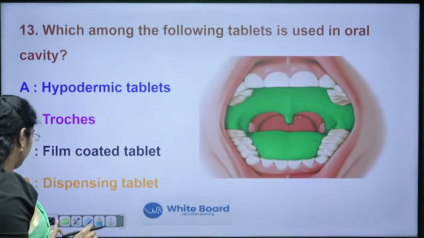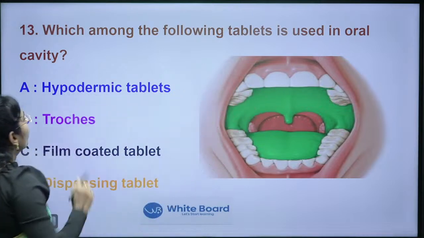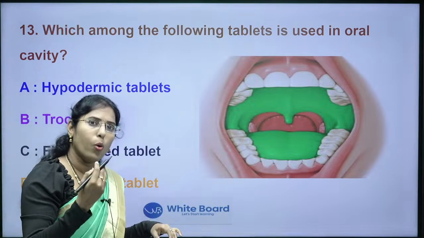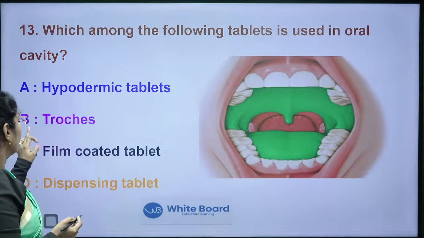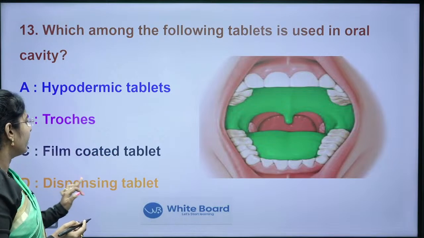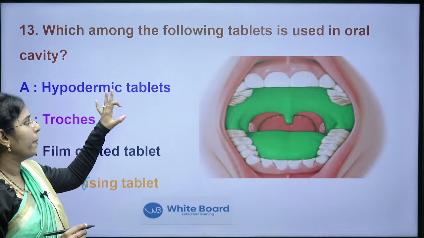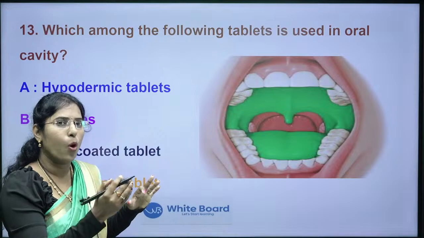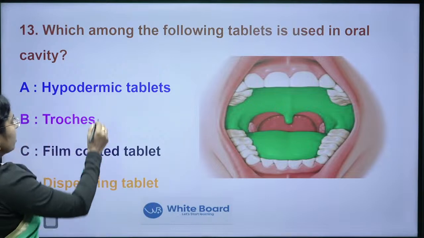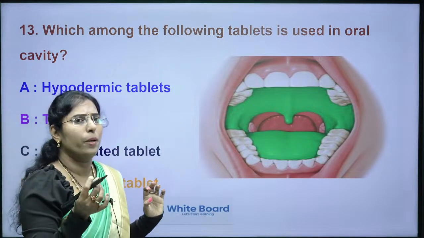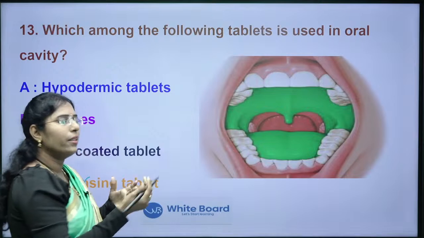So next one. Which among the following tablets is used in the oral cavity, which gets dispersed in the oral cavity itself? What are the options? Hypodermic tablets, troches, film coated tablets and dispersing tablets. It is the dispersing tablet. Okay, done. Hypodermic tablets: the name itself tells that, hypodermic, below the derma, that is the skin. It is related to the skin. Generally this will be a solubilized tablet form that will be dissolved in water for injection and then injected.